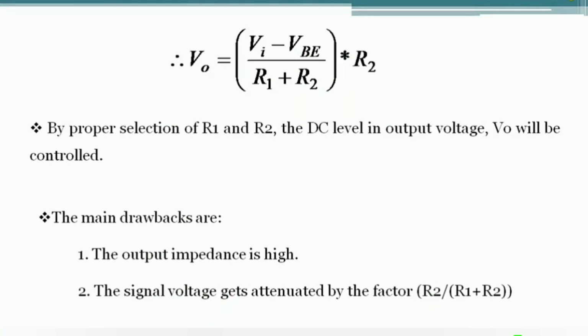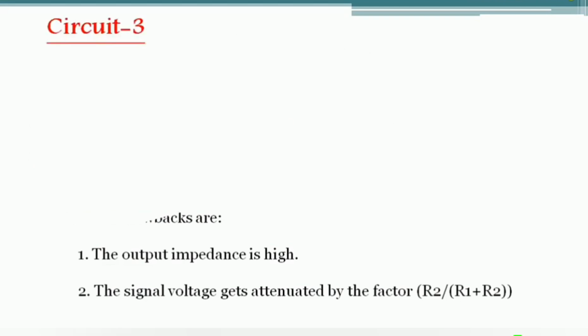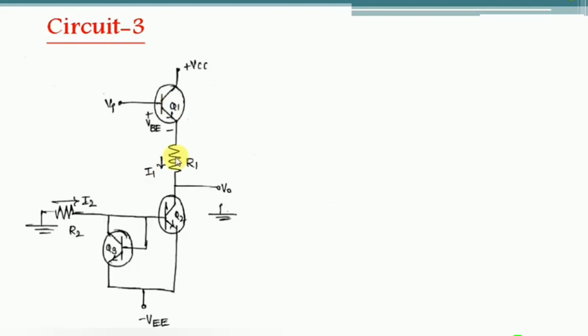Now we are going to see another model of level shifter circuit, which uses a current mirror circuit added to the basic emitter follower circuit. Here we consider the basic emitter follower circuit, which is circuit 1. At the emitter terminal of circuit 1, the current mirror circuit is used. If you observe, this is the current mirror circuit, and the one above is the emitter follower circuit.